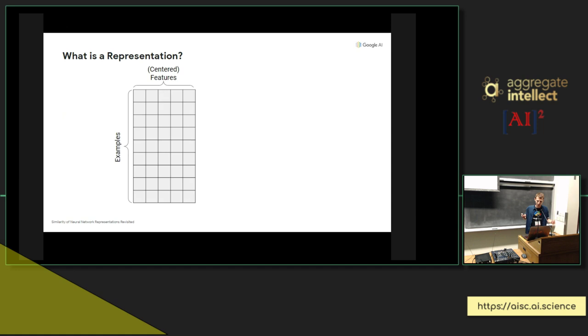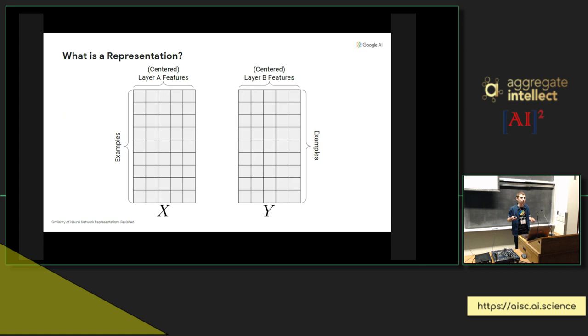Because we're comparing representations, we really need two matrices, X and Y, and these represent responses in layers maybe of the same neural network, maybe of different neural networks, but it's important that the examples here are aligned. So the number of rows in these two matrices is the same, and each row represents the same example. But the number of features can be totally different. There's no requirement for any kind of alignment between the neurons.